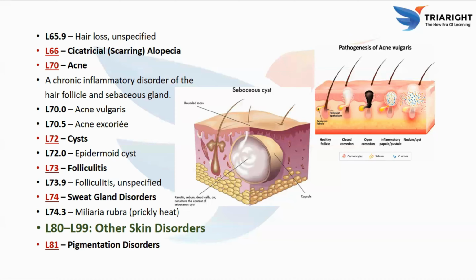So for example, Miliaria rubra. This is a prickly heat and it experiences a prickling sensation, right? So this is caused by the blockage of sweat ducts in the hot and humid environment.